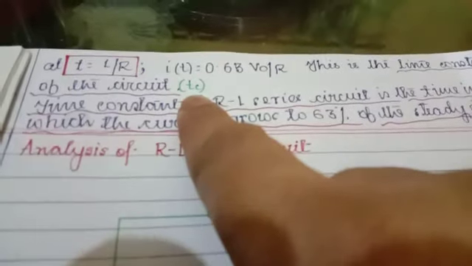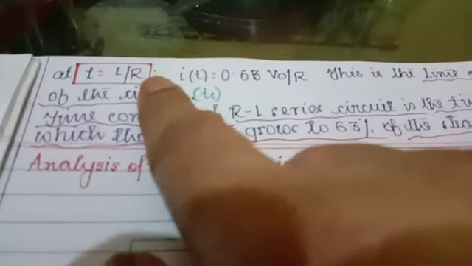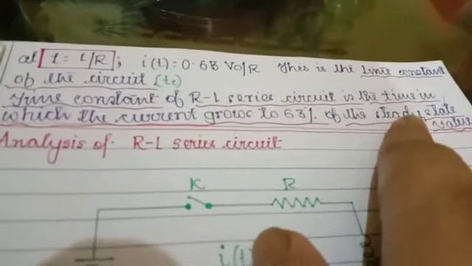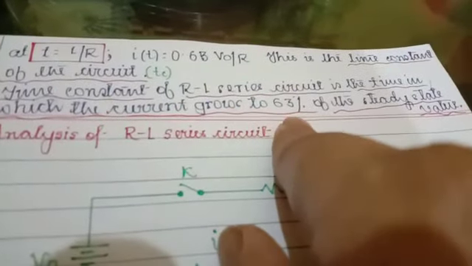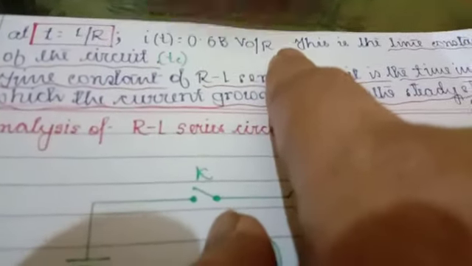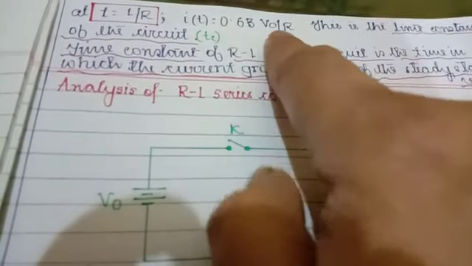This is known as the time constant of the circuit, generally denoted by Tc or tau c. The time constant. Then what is the definition of the time constant of a series RL circuit? The time constant of an RL series circuit is the time in which the current grows to 63% of the steady state value. 0.63 means 63% of the steady state value. At time equal to L by R, the current in the circuit will grow to 63% of the steady state value.